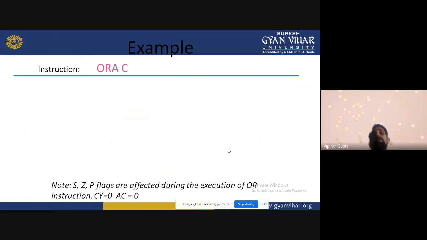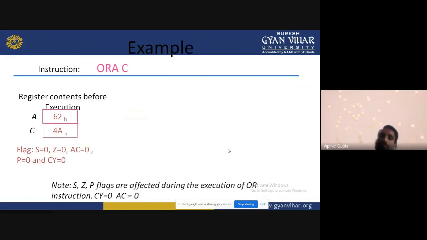Now come to the OR operation. ORA C. ORA C means OR operation with accumulator data and C register data. So what is the truth table of OR? Well, if any of the input is 1, then output is 1.